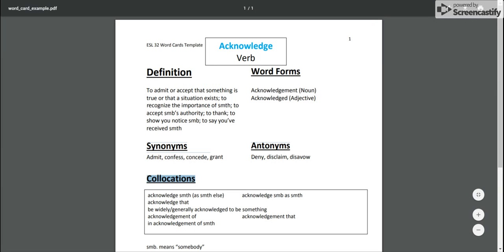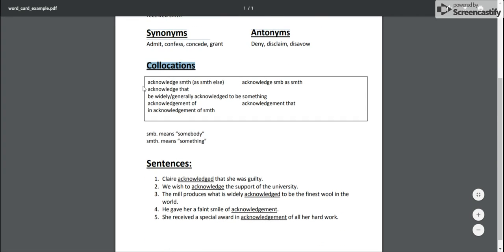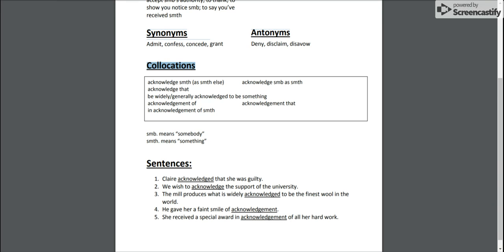So when we use the word acknowledge as a verb, we often say that you acknowledge something, or you acknowledge that, or you acknowledge somebody as something. Okay, you can also sometimes use the expression be widely or generally acknowledged to be something. Okay, these are collocations. And how do you find collocations? Often in a collocation dictionary. And I'll show you that later. Okay, and these, by the way, SMB means somebody and SMTH means something.